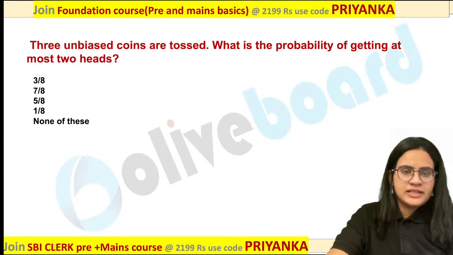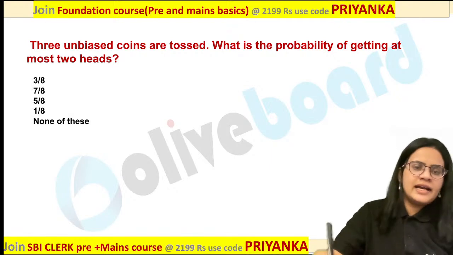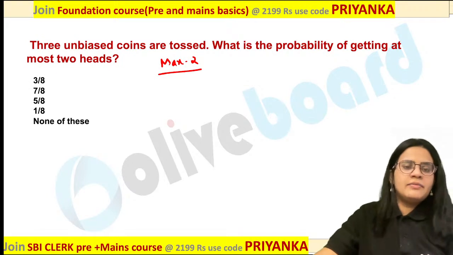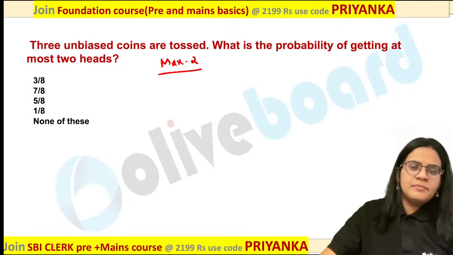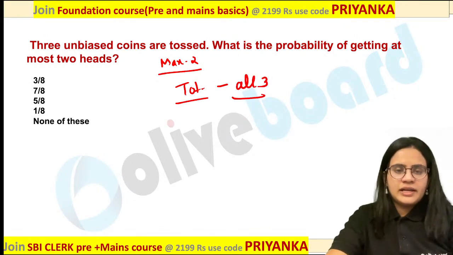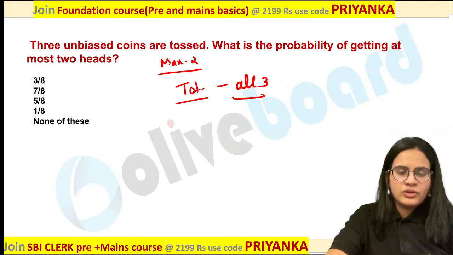3 unbiased coins are tossed. What is the probability of getting at most 2 heads over here? Okay, so at most 2 heads, that means maximum 2 heads they are talking about. Are you getting my point? Maximum 2 heads means total minus all the 3 heads will be subtracted over here. So you have to subtract all those cases which are having all the heads over here.